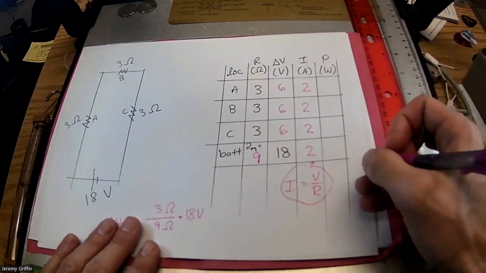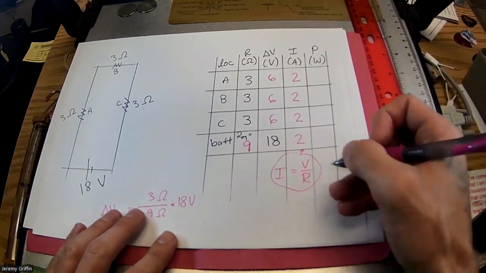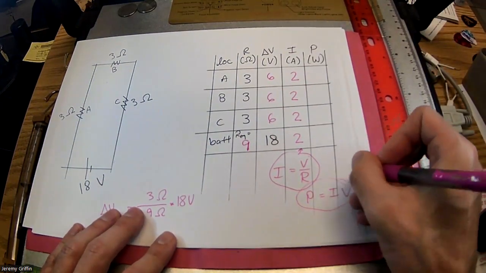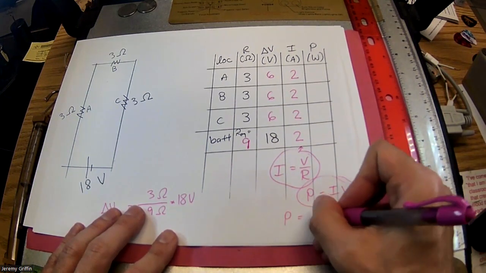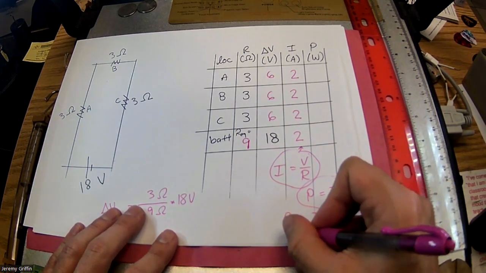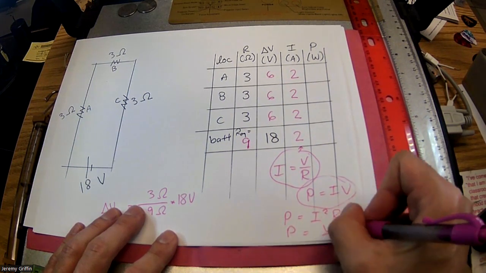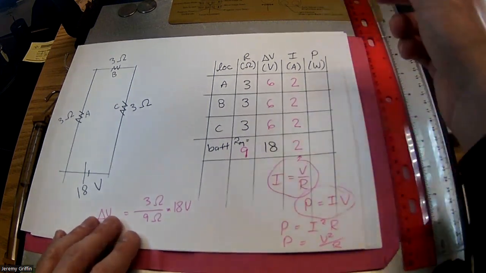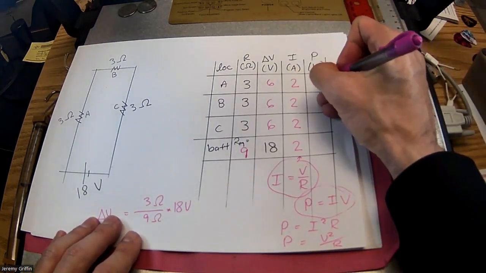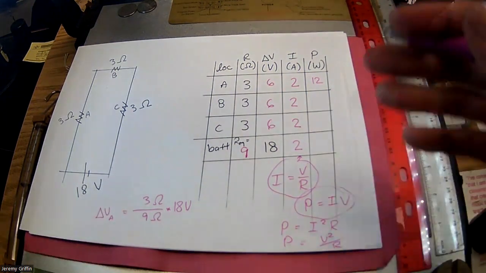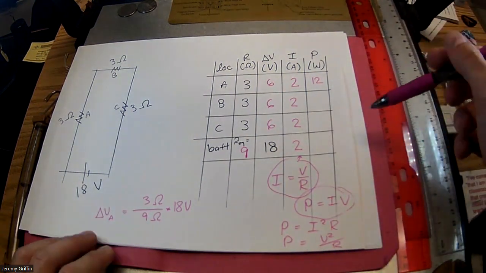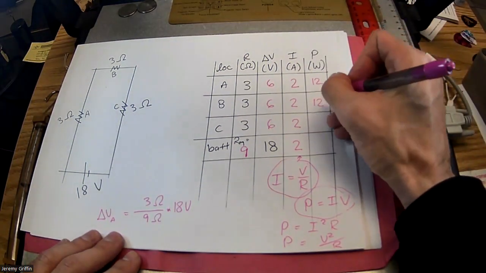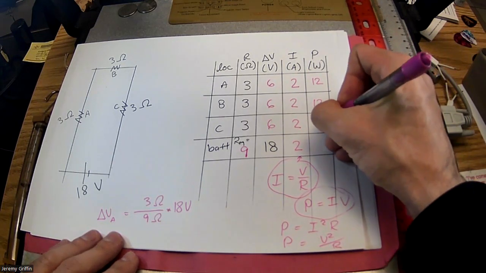And finally, power. Power is current times voltage. You could also do power is current squared times resistance, or power is voltage squared divided by resistance. Let's just do P equals IV, current times voltage. So you got 2 amps times 6 volts. There's 12 watts. Try to stay a step ahead of me. 2 amps times 6 volts is 12 watts there. All right.